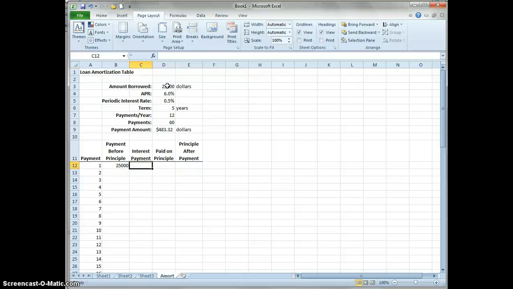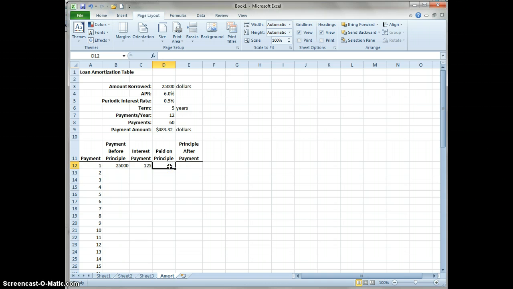The interest payment. The interest payment is what we have to pay on the total outstanding principal. So in this case, it's going to be equal to our payment before principal, the $25,000, times our periodic interest rate. Now, we're going to be using this throughout this table, so we want it to stay the same, so we're going to make that value an absolute cell reference. So I'm going to hit the button F4 on my keyboard to create the absolute cell reference on cell D5, the periodic interest rate.